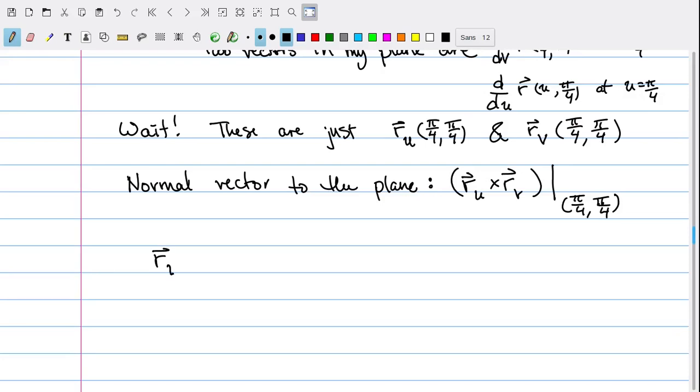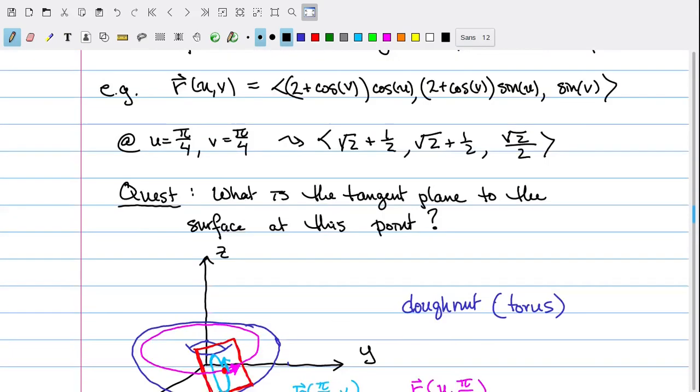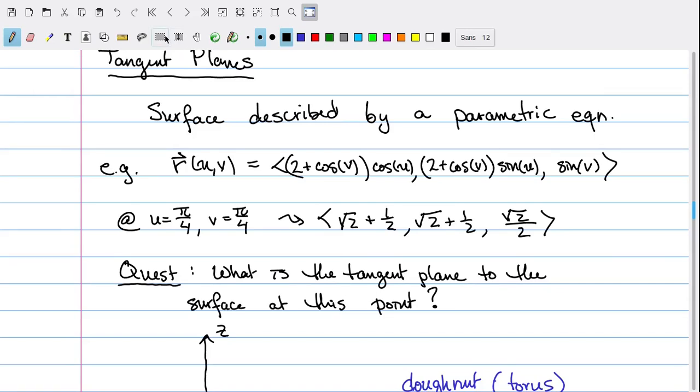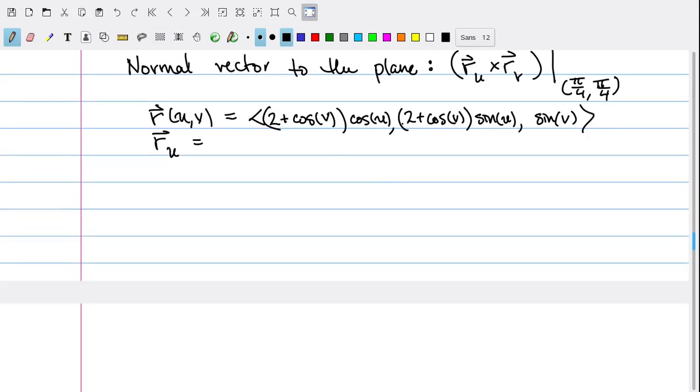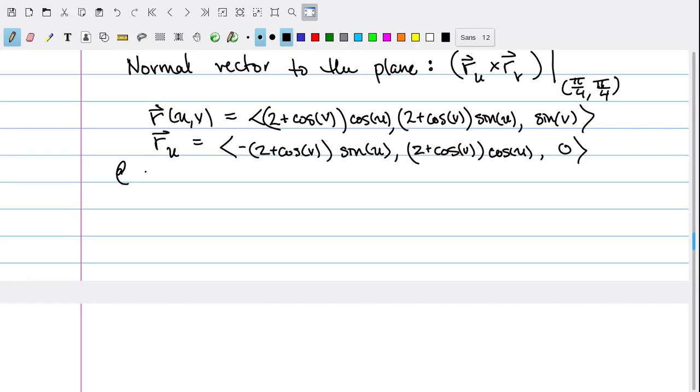R sub u. So r up here was this equation again. Let me copy that. So r was equal to 2 plus cosine v times cosine u, 2 plus cosine v times sine of u, and sine of v. So r sub u is going to be minus 2 plus cosine v times sine of u, 2 plus cosine v times cosine of u, and 0. And of course we can evaluate this at the particular point, pi over 4, pi over 4. And I'm getting r sub u there equal to minus the quantity root 2 plus 1/2, root 2 plus 1/2, and 0.